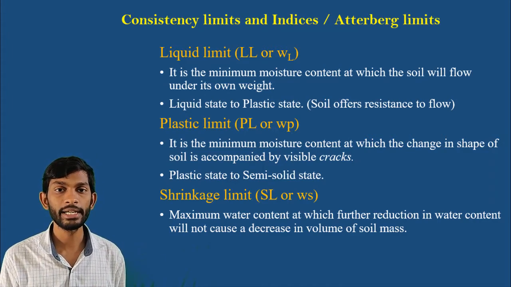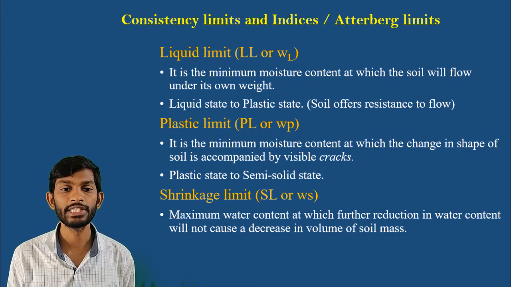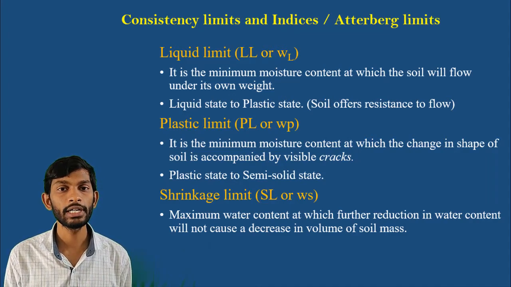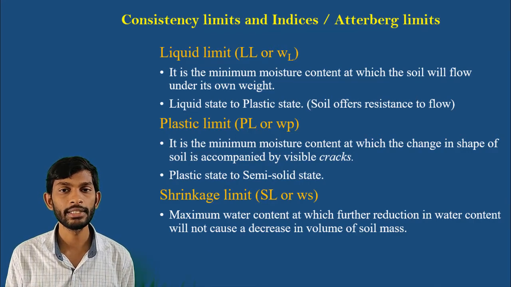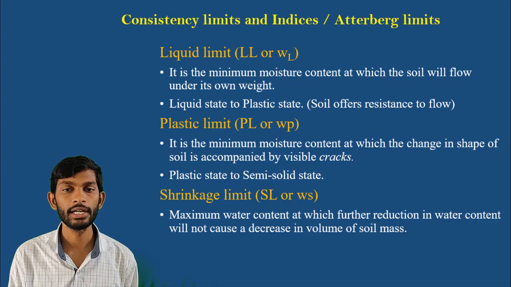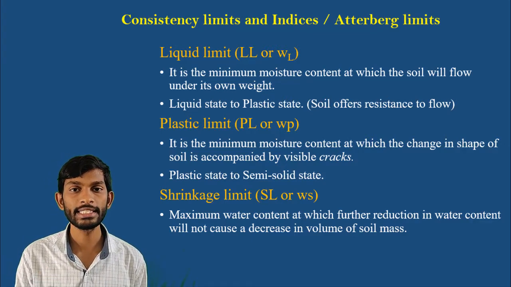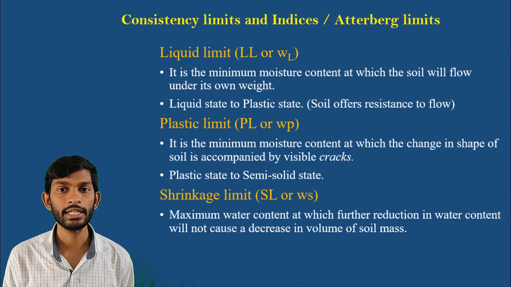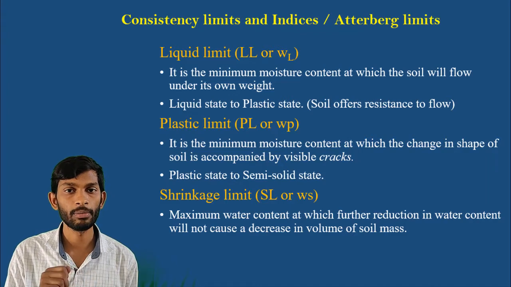So shrinkage limit can be defined as the maximum water content at which further reduction in water content will not cause a decrease in volume. That means up to some extent the soil volume changes, but if you further reduce the water content, the volume of the soil doesn't change. This state is called the shrinkage limit, and this is the stage where shrinkage will stop.